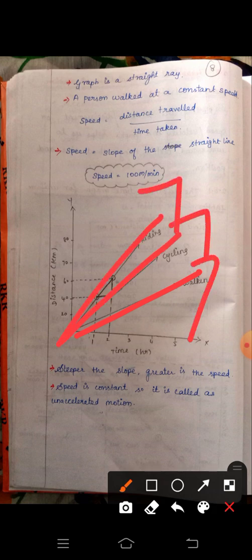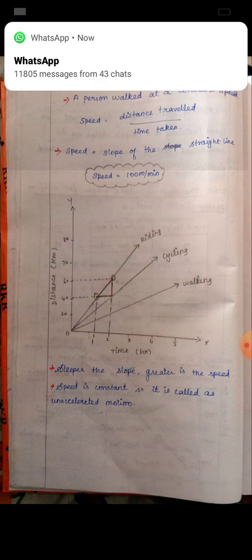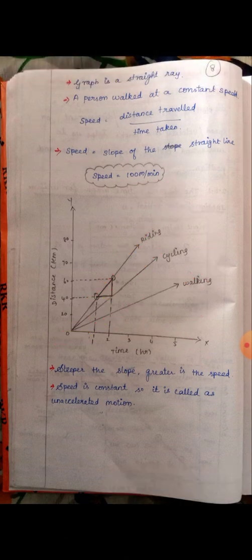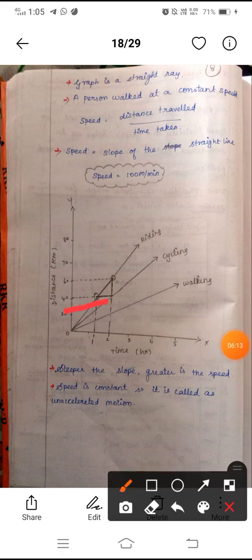To find the slope, we have to take any points. We are taking this as 20 kilometer. We are considering the time in hours 1, 2, 3, 4, 5 and we are taking the distance in 20, 40, 60 kilometer. So we are going to find the slope. See here, to find the slope we have to take any 2 points and join them. So we are taking this.